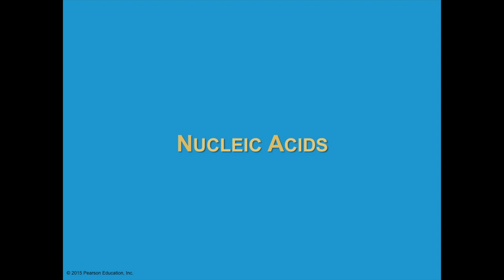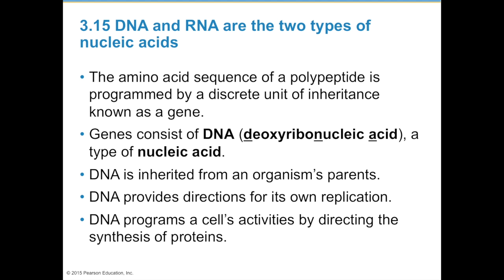All right, our last macromolecule is nucleic acids. And you may be thinking, what in the world is a nucleic acid? Well, what we're talking about here is DNA, deoxyribonucleic acid, and RNA. It is the DNA that's going to come up with the amino acid sequence for the polypeptide. We are who we are because of our protein expression. Our protein expression comes from the genes.